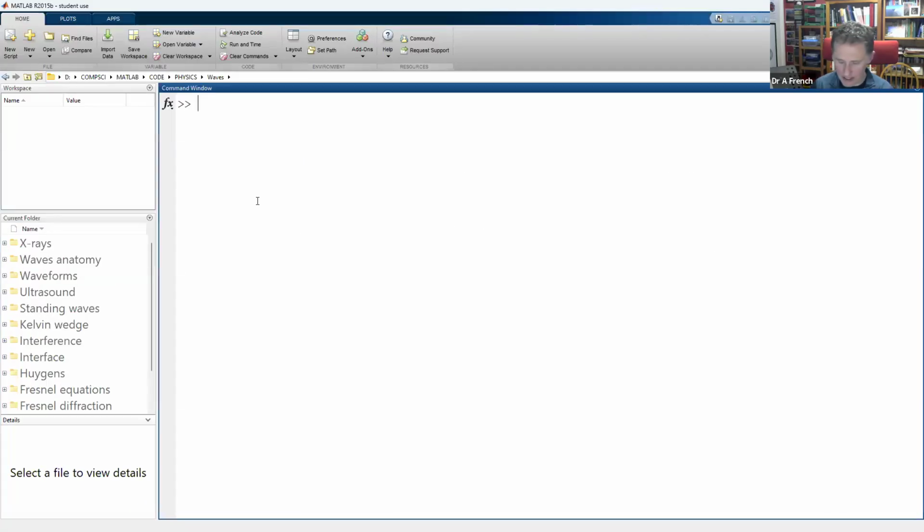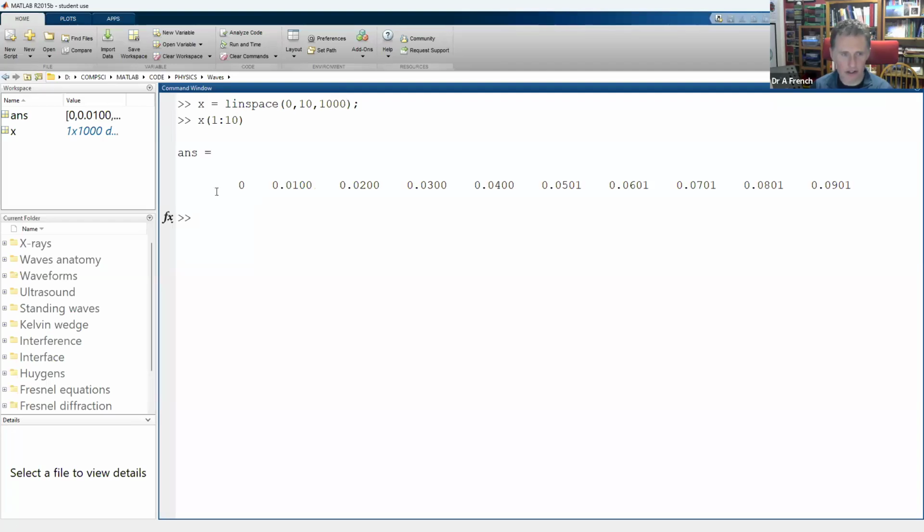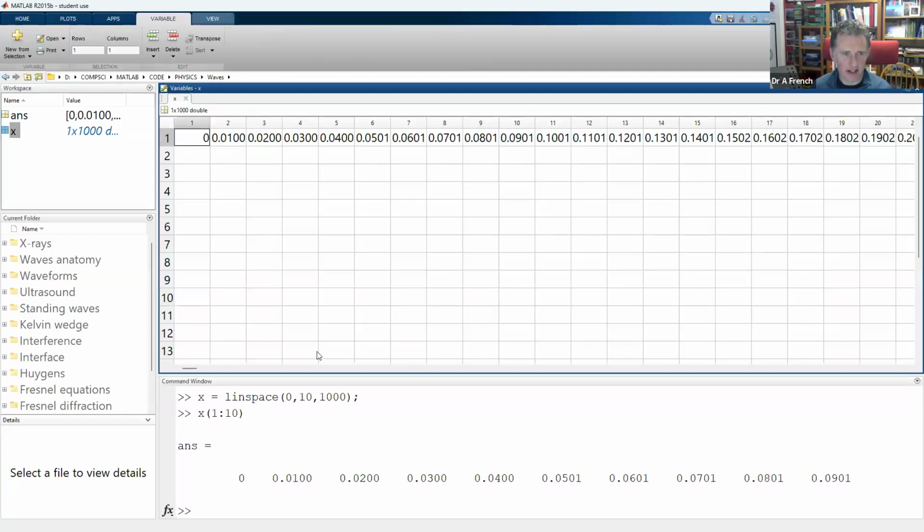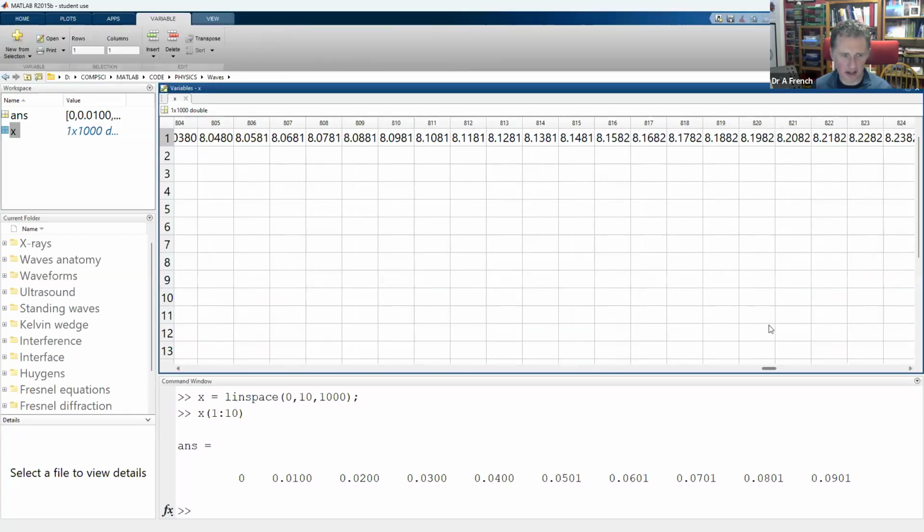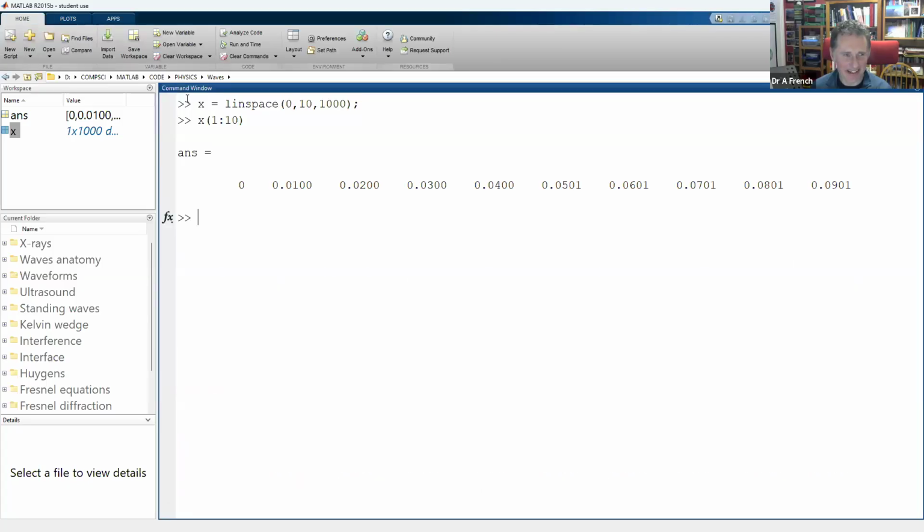So if I say x is going to be linspace, let's go from 0 to 10 meters and in 1,000 steps. And if I go for x 1 to 10, you can see we've got a progression there. Each of these is spaced by 0.01. So I've actually got a vector, and you can double click on it, and it looks like an Excel sheet with 1,000 rows.